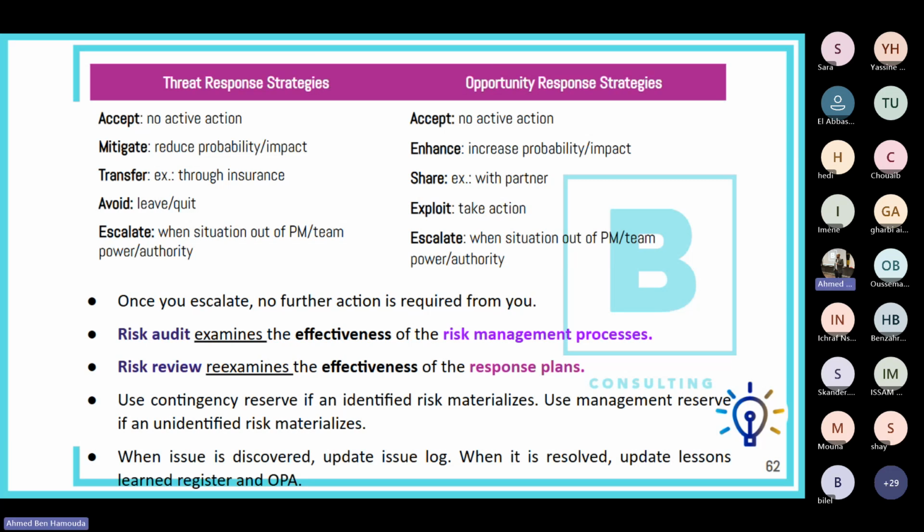Again, same as in quality and procurement, auditing risks. Risk audit examines the effectiveness of the risk management process, whereas risk review examines the effectiveness of the response plan. So please remember these two words. We can use contingency reserve if an identified risk materializes, and we can use management reserve if an unidentified risk materializes.